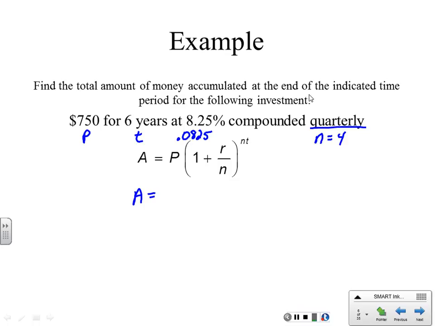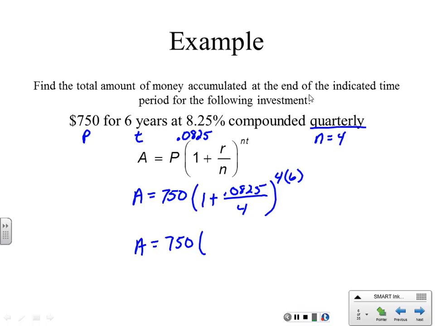So A is equal to 750 times 1 plus your rate, 0.0825, over N, which is 4, raised to 4 times 6, which of course is going to be 24. And like I said, I personally would put this all in my calculator at one time, but if your calculator won't do it, that's fine.